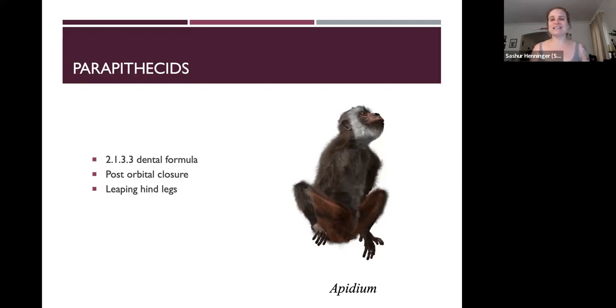So Apidium is a good example of what we think one of these early parapithecids looked like, and they certainly start to have traits very similar to that of New Worlds.